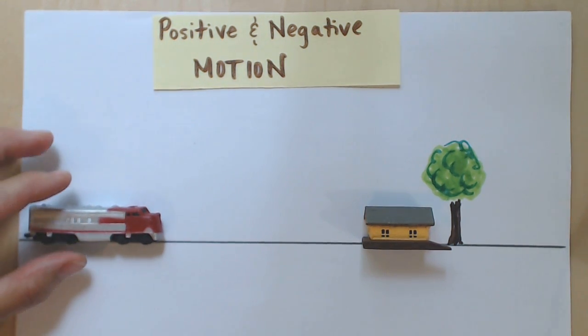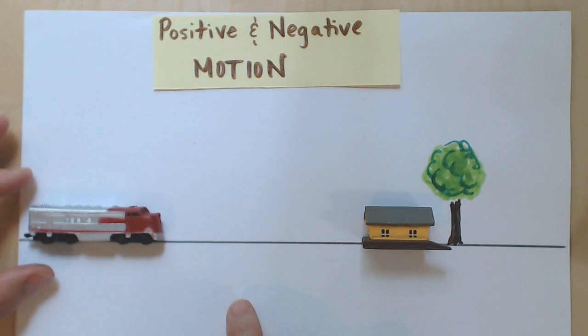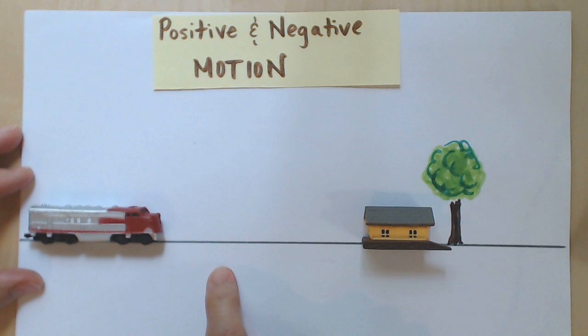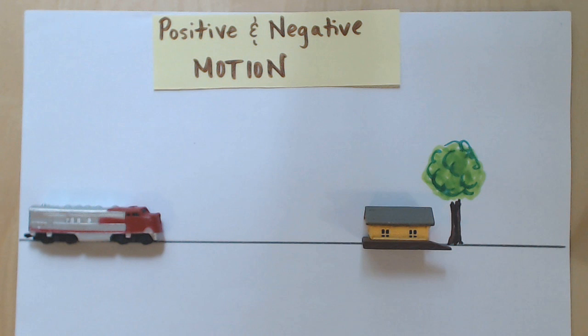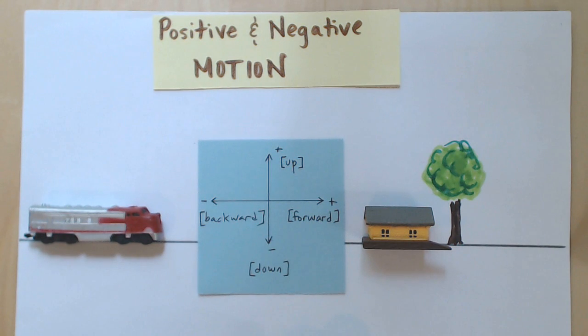Consider this train locomotive and the train station that's over here to its right. When talking about the train's motion, we have to refer to a fixed reference point somewhere in this sketch or this diagram, and this fixed reference point acts like the origin on a graph. So let's let the train station be the origin, and let's define positive motion as motion being to the right.